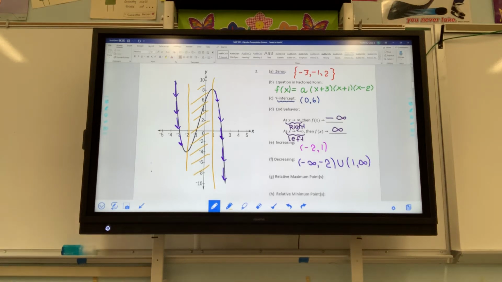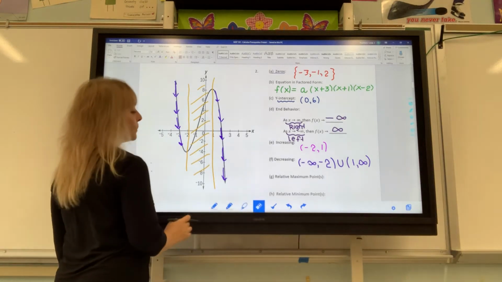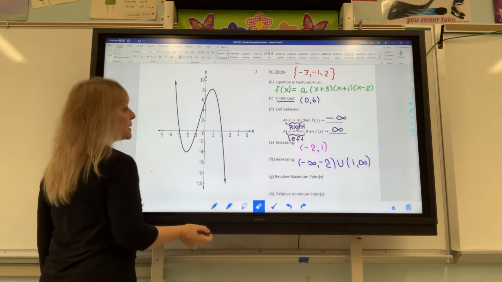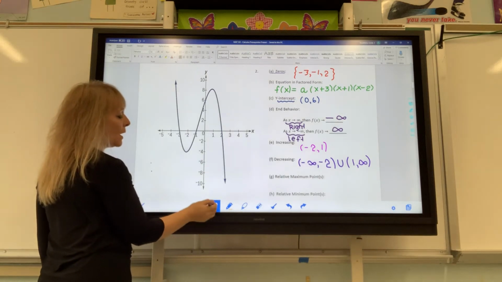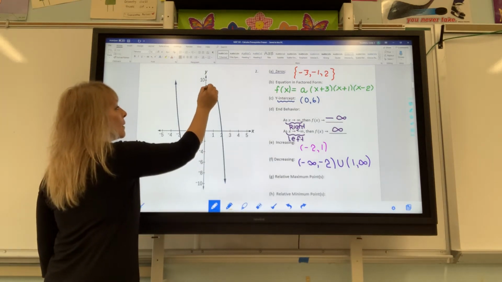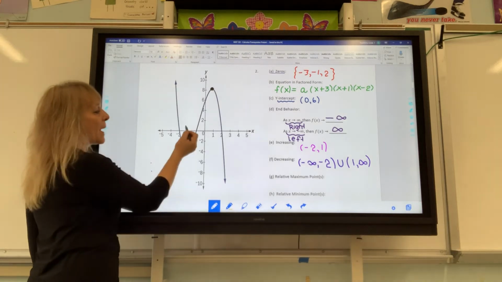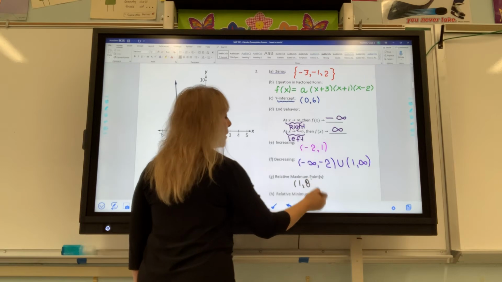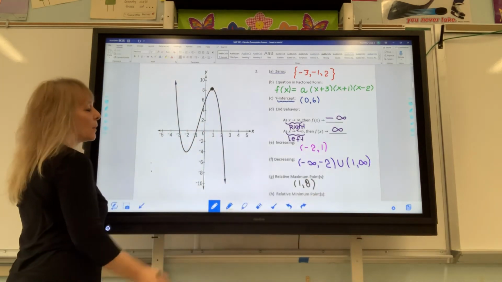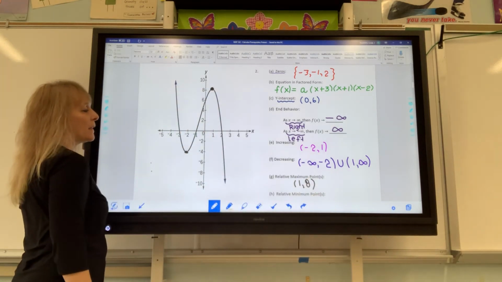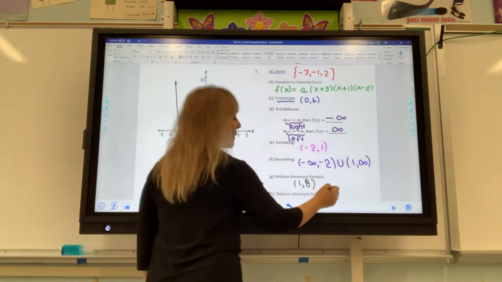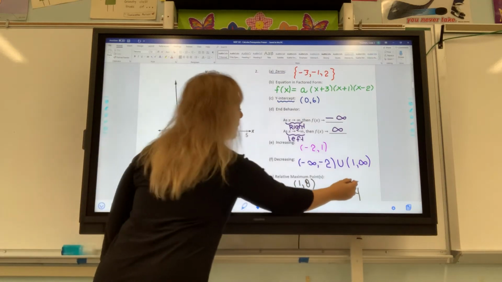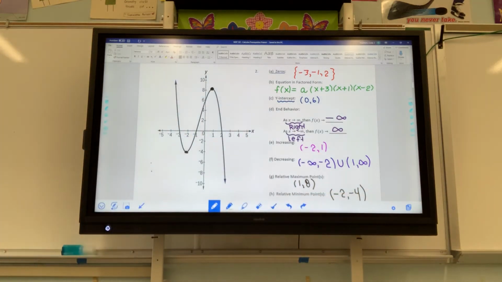Now, relative max, relative min points. A max point happens to be when you're on the very top of a mountain. There we are. The max point is 1/8. And the min point is whenever you're at the bottom of a valley, which would be right there. That's -2, -4. And that takes care of the first problem.